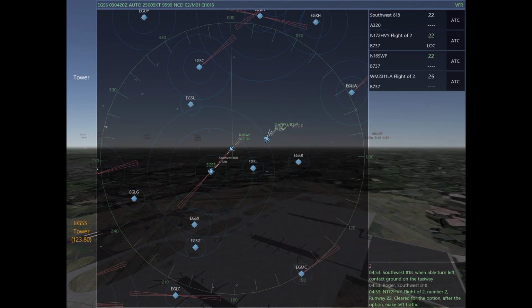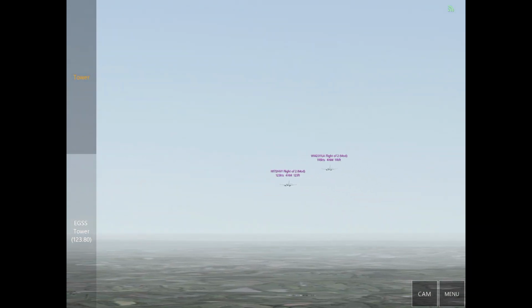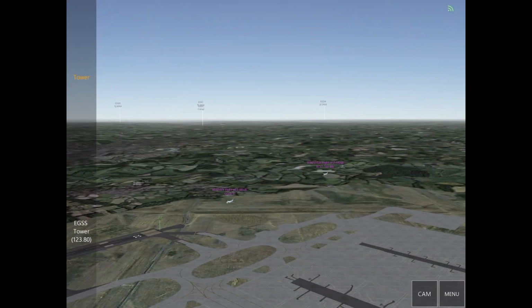So to finish this tutorial, let's take a look at what a Flight of 2 is going to look like on final and as they're landing. They can either be side by side or sometimes a half mile to a mile in trail.